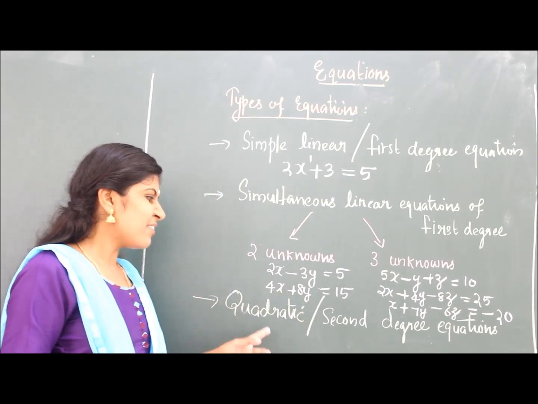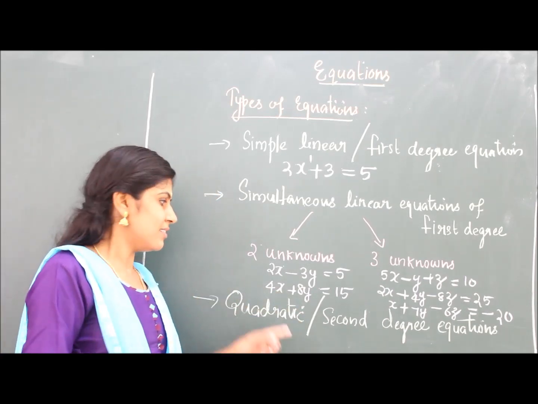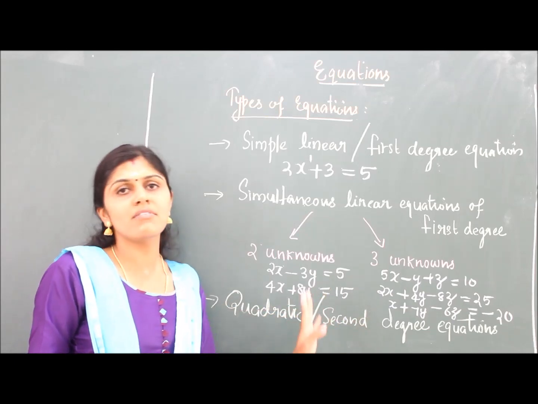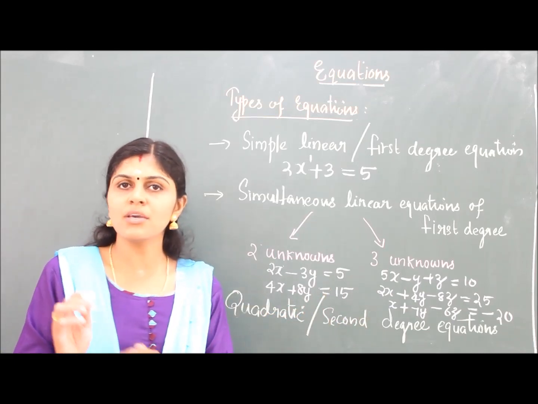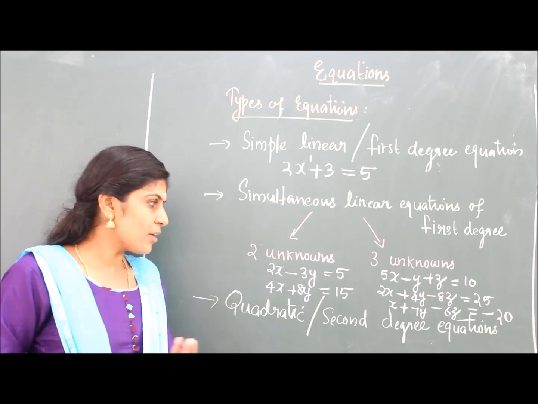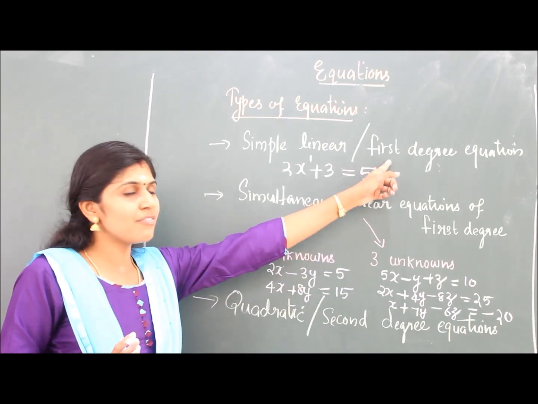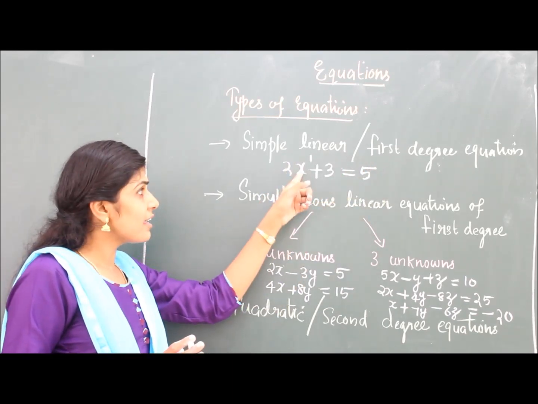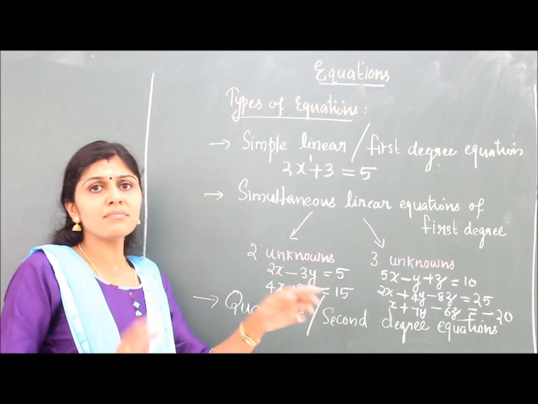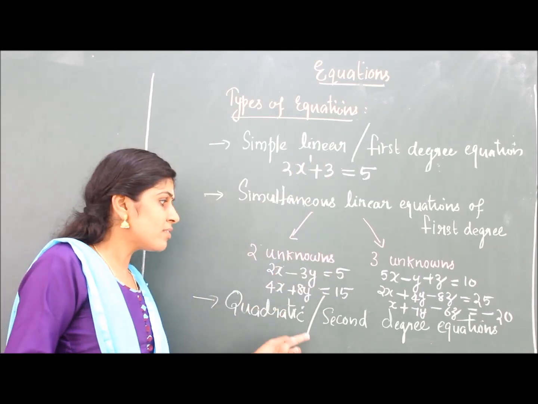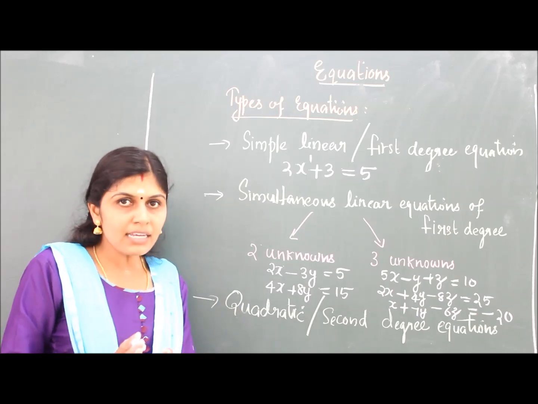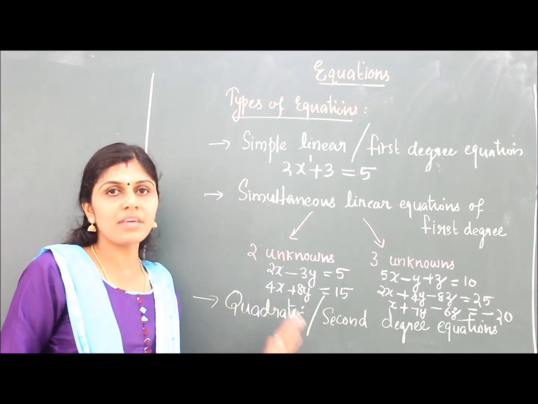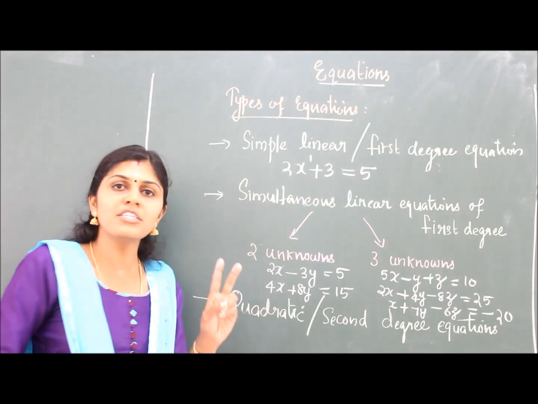Now the last category we are going to study in this semester is quadratic, which is otherwise known as second degree equations. So quadratic equation means, as I told here, first degree means the highest power of the variable involved in it must be 1. So what can you say about the second degree? Second degree means the highest power of the variable involved in it must be 2.